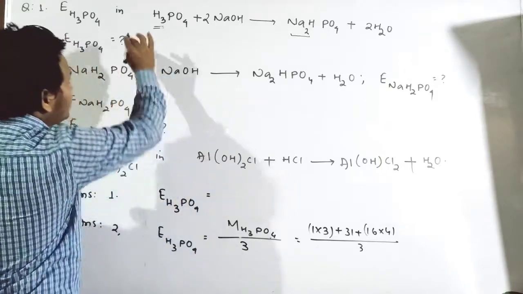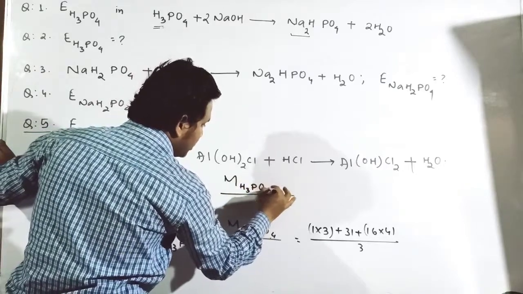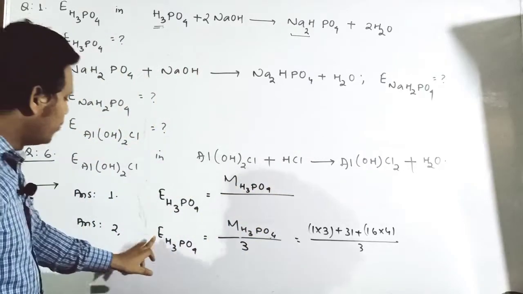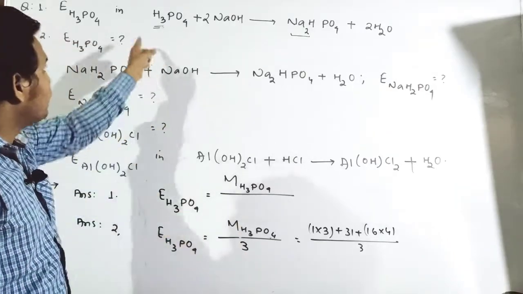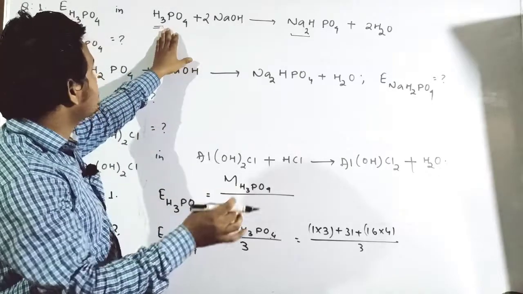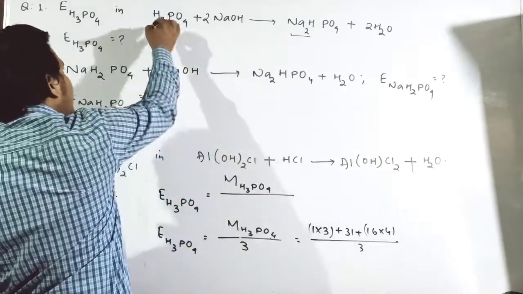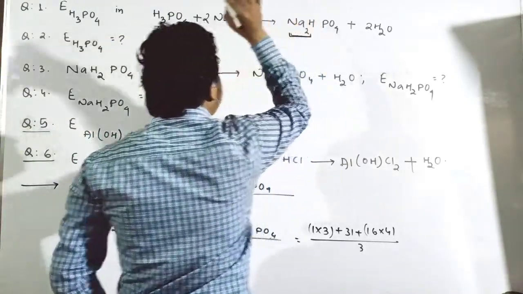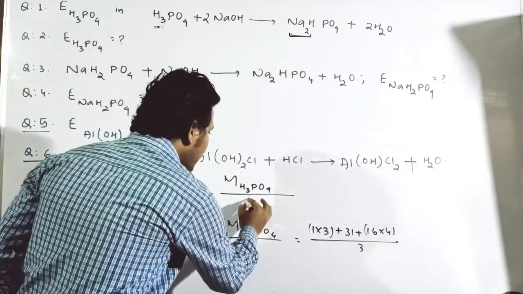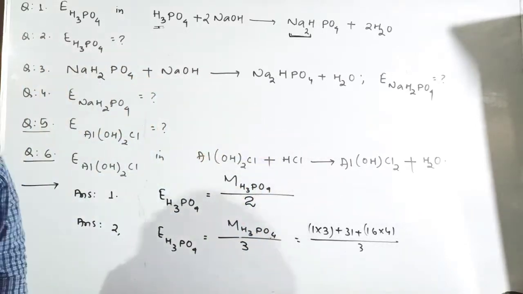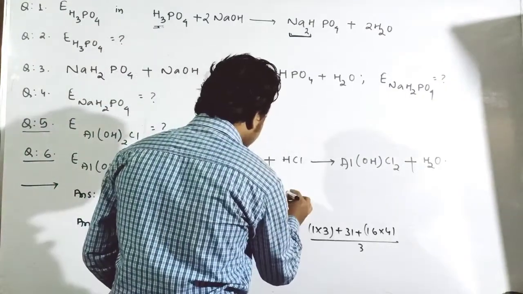So the equivalent mass of this H3PO4 in the given equation will be the molar mass divided by how much? If only this single compound is given, no reaction is given, then divide by 3. If a reaction is given, then in the reaction see how many hydrogen atoms are replaced by sodium. Now see, 3 hydrogen are there. Here how many hydrogen are left? 1, means 2 hydrogen are replaced. So it will be divided by 2. Divided by 2. Now solve it.